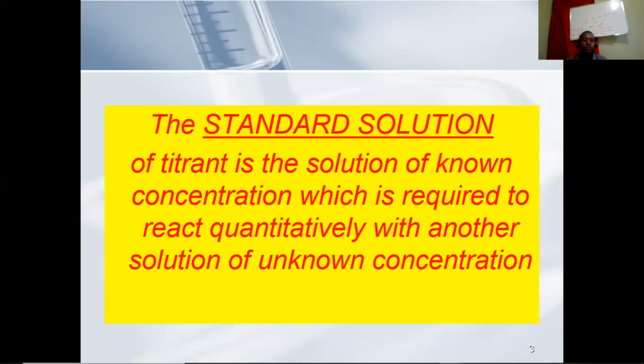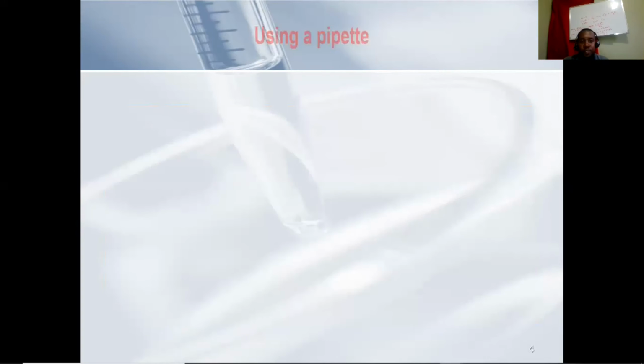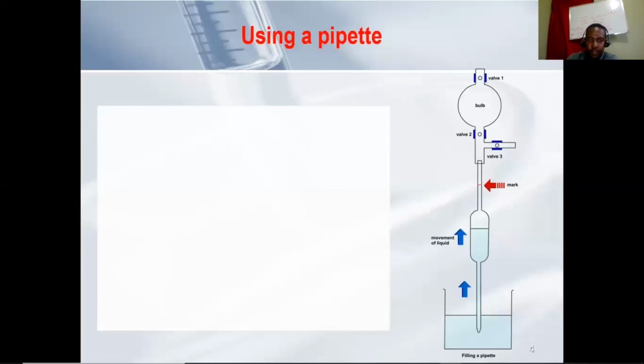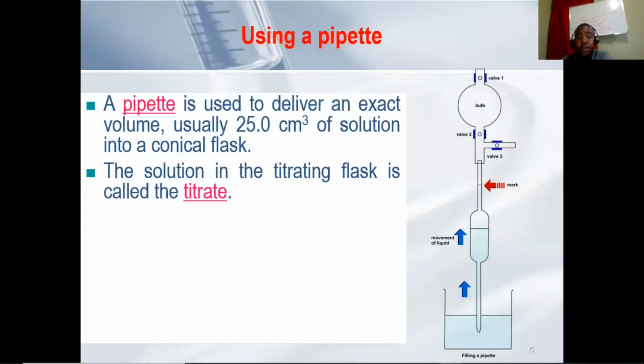So a standard solution of titrant is the solution of known concentration, which is required to react quantitatively with another solution of unknown concentration. In doing titration, we notice that we use a pipette. We normally have a 25 cm³ volume pipette. It's used to deliver volumes to our conical flask, so it gives us an exact 25 cm³ volume. The solution in the titrating flask is known as the titrate.